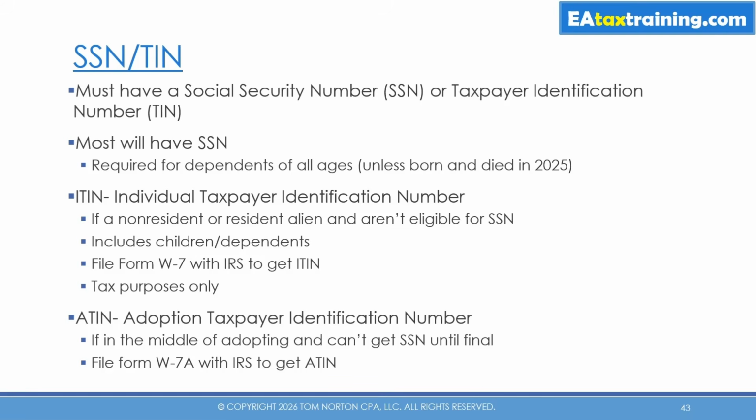The other type of TIN that you could have is an ATIN. It is an adoption taxpayer identification number. So while the taxpayers are in the middle of adopting a child, they're not going to be able to get a Social Security number for them until that adoption is final. But that child might still qualify as a dependent on their tax return. So you can apply for this adoption taxpayer identification number, the ATIN. Get that by filing Form W-7A with the IRS.